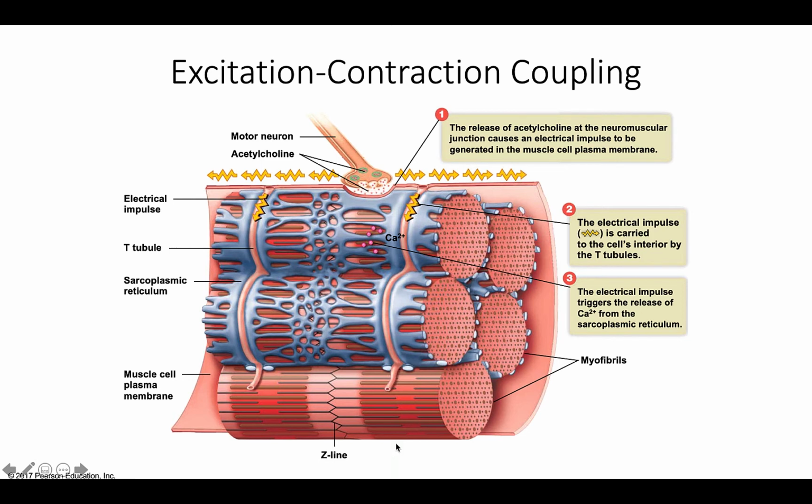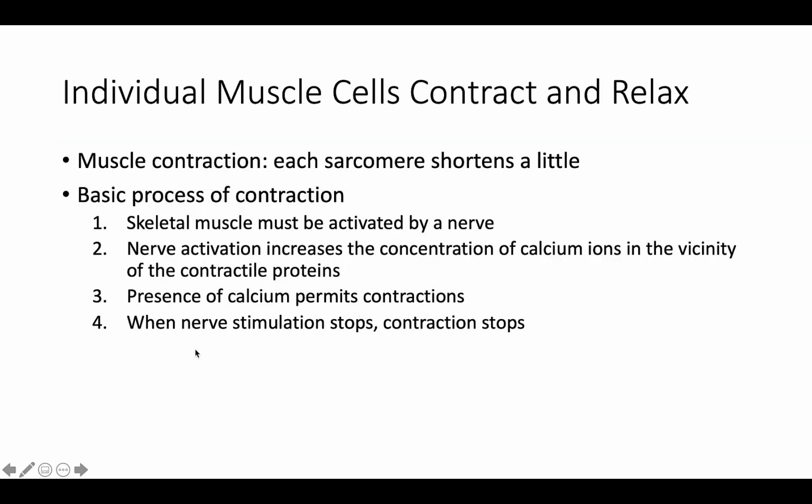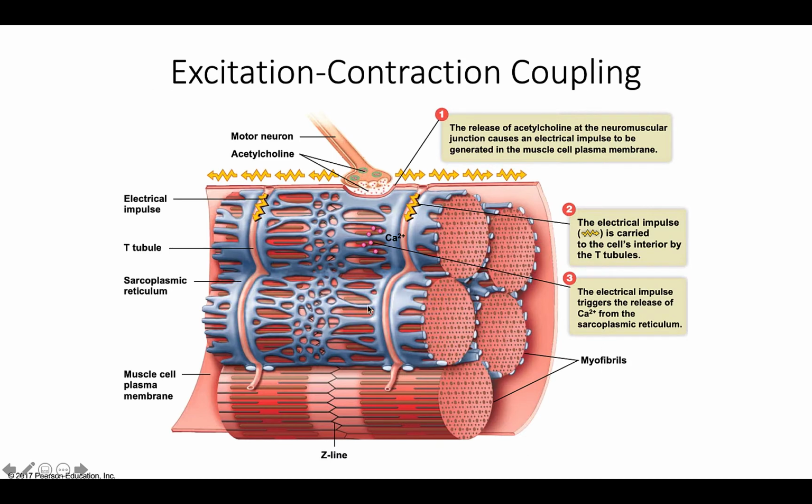So at this point, we have accomplished step 2 of our basic steps of muscle contraction. Let's go back here real quick. Step 2, nerve activation increases the concentration of calcium ions in the vicinity of the contractile proteins. Okay, so calcium ions have thus been released.